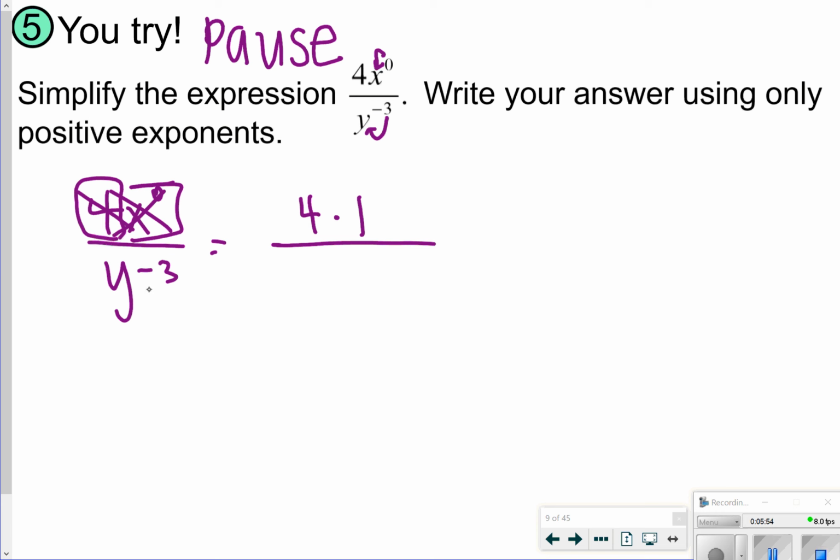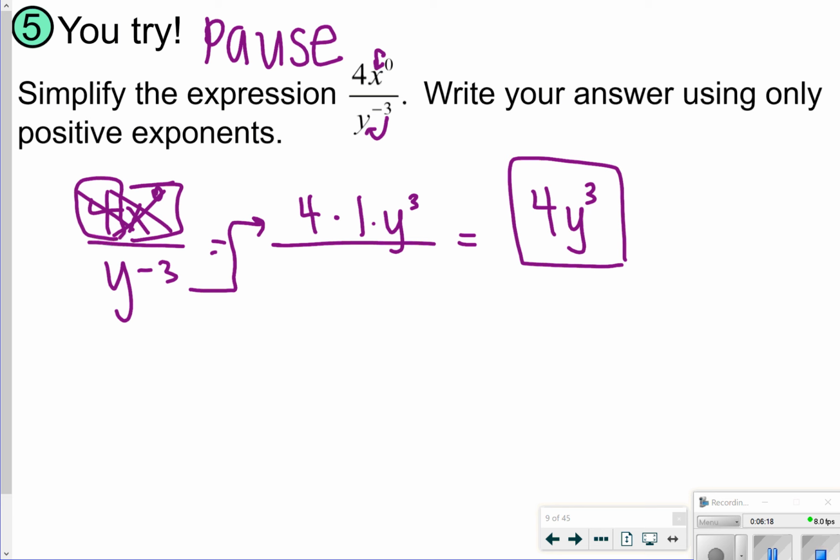Now I have this y to the negative 3. It's y to the negative 3, but I need it to be positive. And remember, I need that to go up here to make it positive. So I'm going to put this y to the positive 3 right next to the 1. So now I have 4 times 1 times y to the positive 3, which simplifies to 4y to the 3rd. Okay?